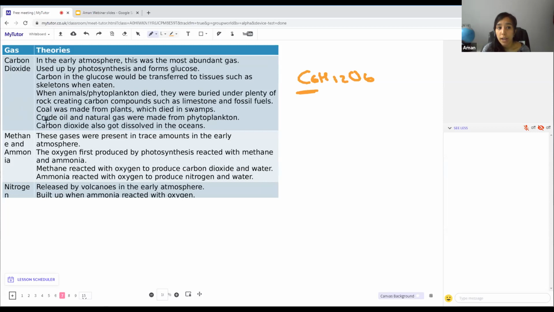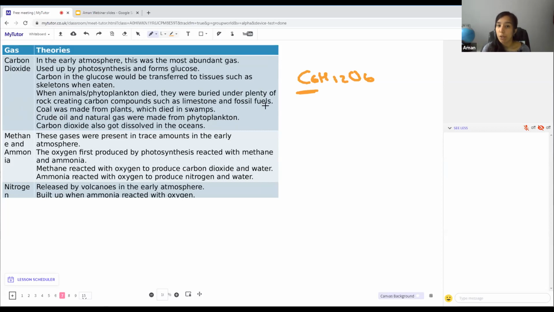Crude oil and natural gas, so we looked at crude oil specifically. Hopefully you remember it was made from phytoplankton. So again, just like with plants, instead of being buried in swamps, they were buried on the earth, under lots of rock, again with lots of pressure and without any oxygen, which allowed crude oil and natural gas to form. So one of the other ways that carbon dioxide was used up was when all these plants and phytoplankton died, allowing carbon compounds, specifically fossil fuels, to form.